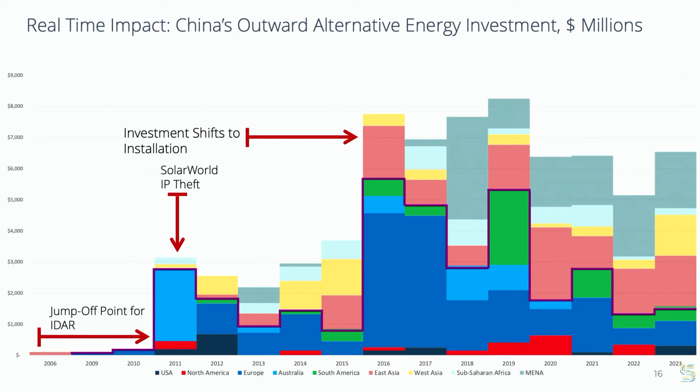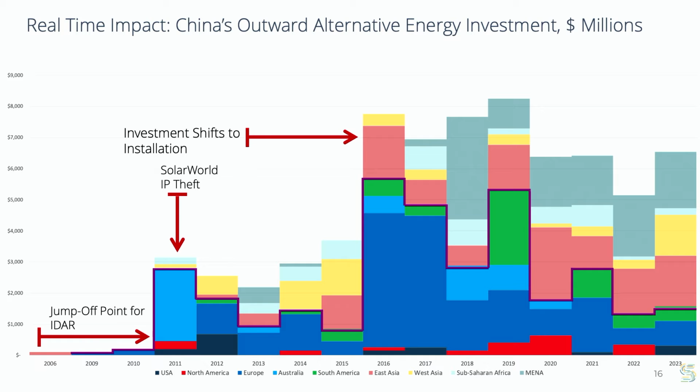Okay, another timeline, real-time impact of China's industrial policies. If we look at China's outward investments in clean energy and in alternative energy, not just solar, but wind and others, you look at 2011, there's a huge jump in investment. This is the jumping-off point for the Belt and Road Initiative. This is when they are investing, and then the darker sections show basically the US, North America, Europe, Australia, our allies, and then our sphere of influence in South America.